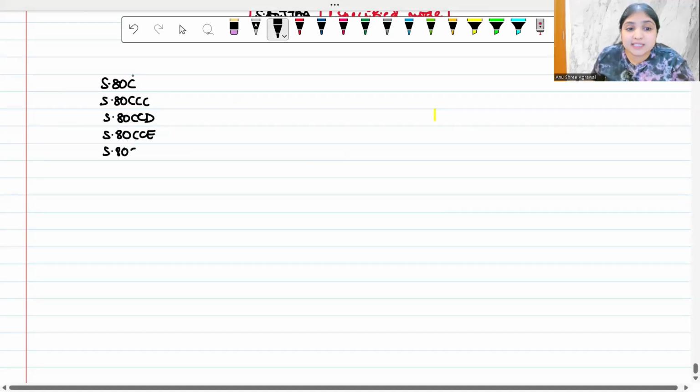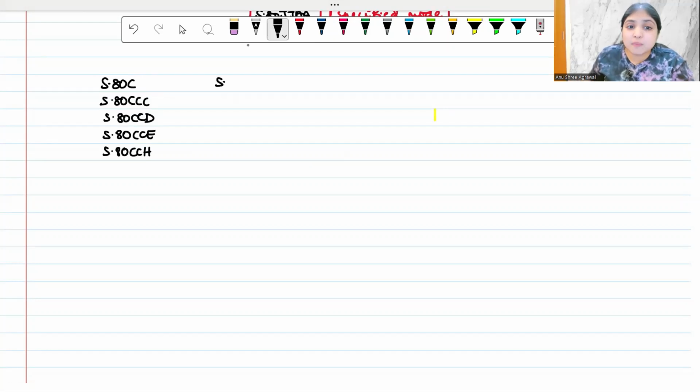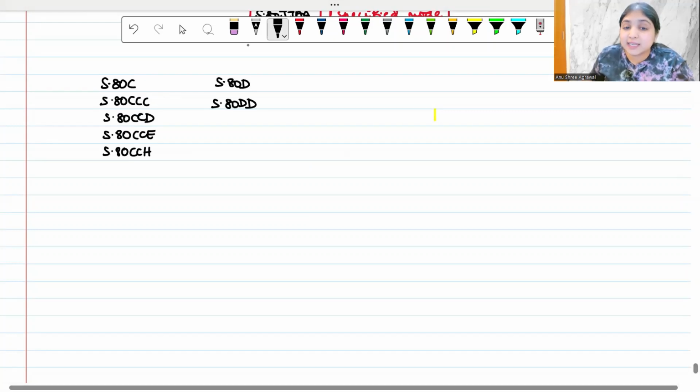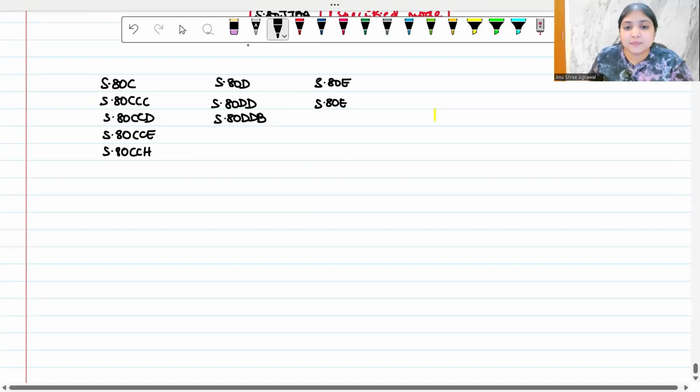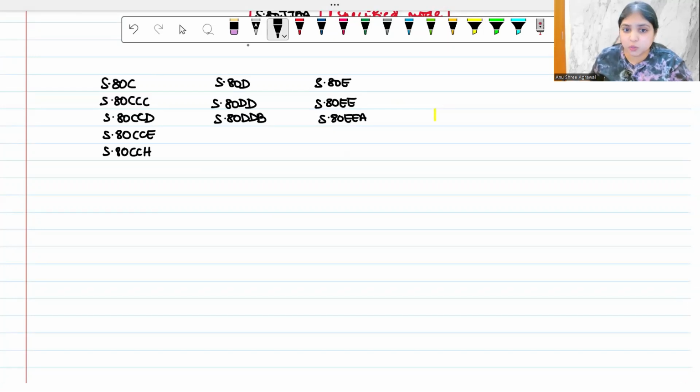Then we spoke about 80CCH, the new section which talks about Agniveer and Agnipath scheme and all. Then we spoke about 80D series, where we learned about 80D medical insurance premium. We learned about 80DD, dependent disabled relative. We spoke about 80DDB, where we learned about specified disease, rule 11DD. Then we discussed section 80E, interest on education loan, 80EE, housing loan interest, 80EEA, which is also housing loan interest, and 80EEB, which is electric vehicle loan interest.